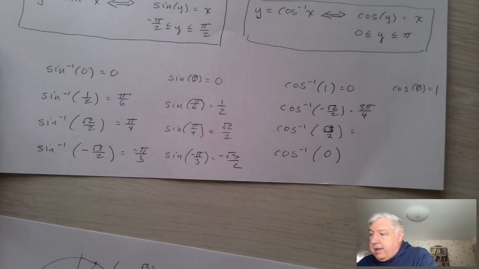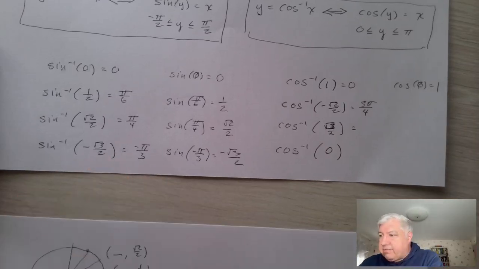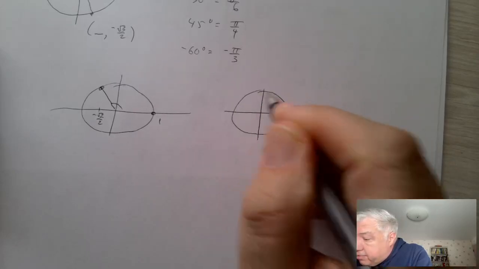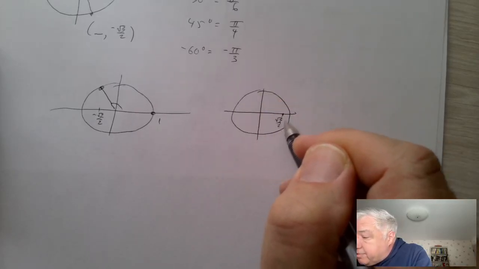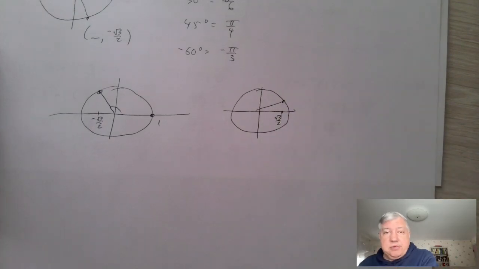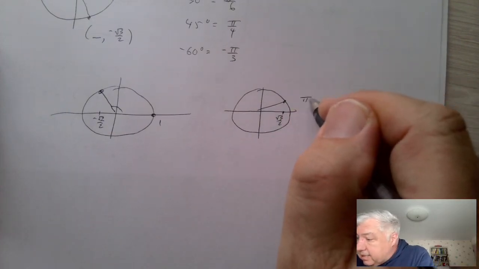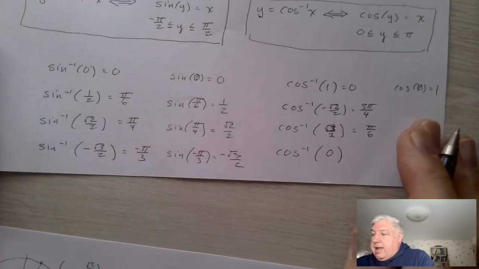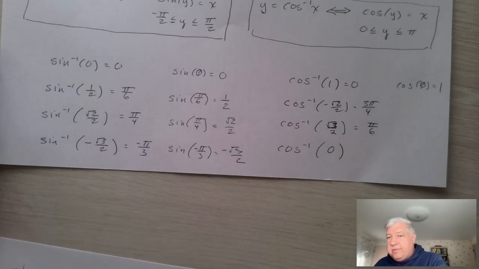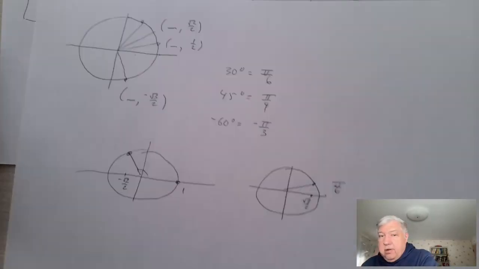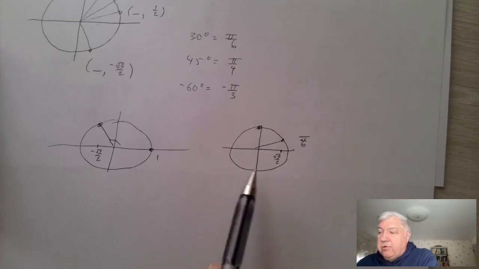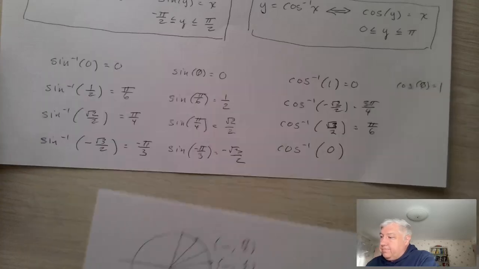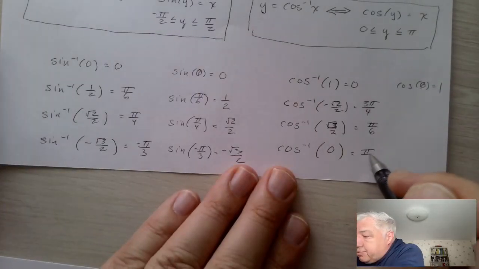And the inverse cosine of square root 3 over 2, where the x-coordinate is square root 3 over 2, that would be 30 degrees, or pi over 6. So this is pi over 6. And the inverse cosine of 0, well, cosine of what angle is 0? It's going to be up here, because when the x-coordinate is 0, we're up here, and that corresponds to pi over 2. So this would be pi over 2.